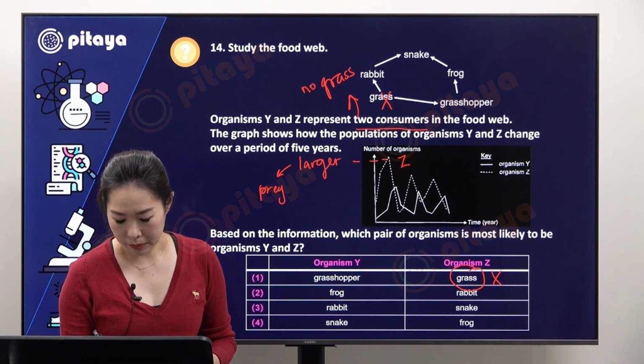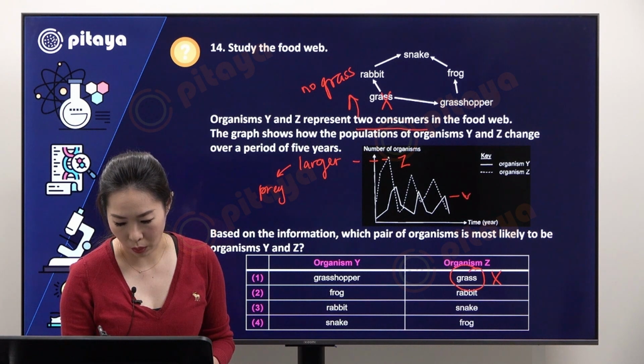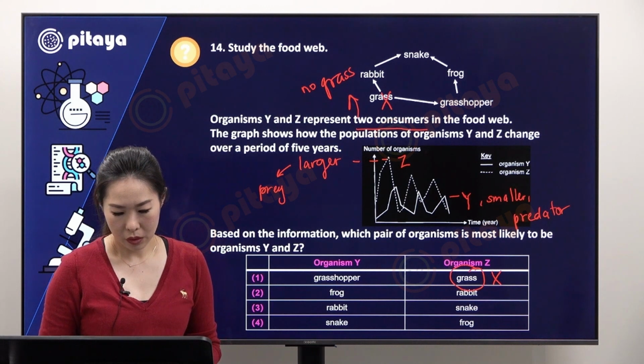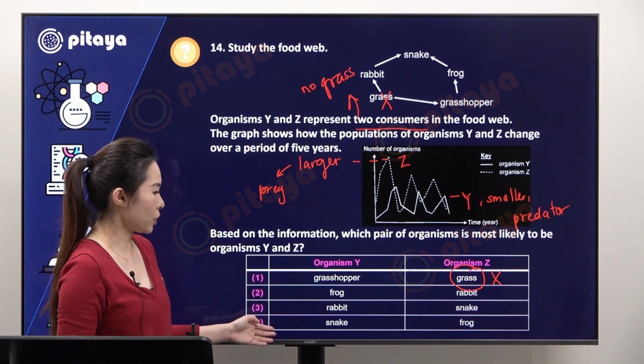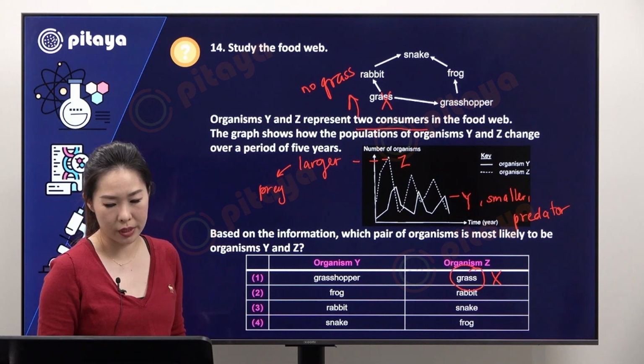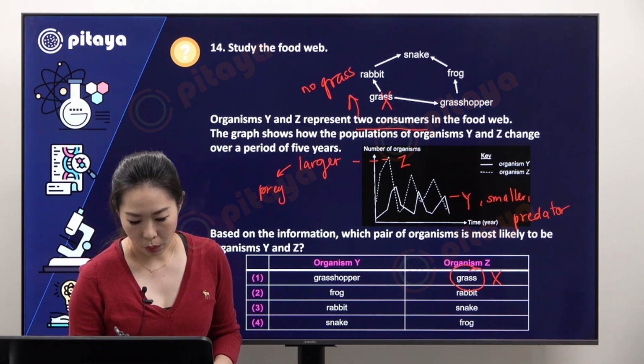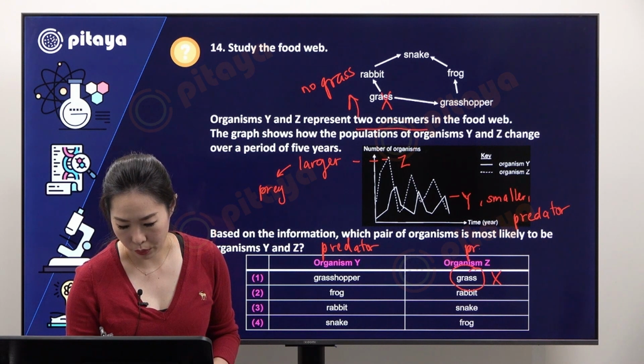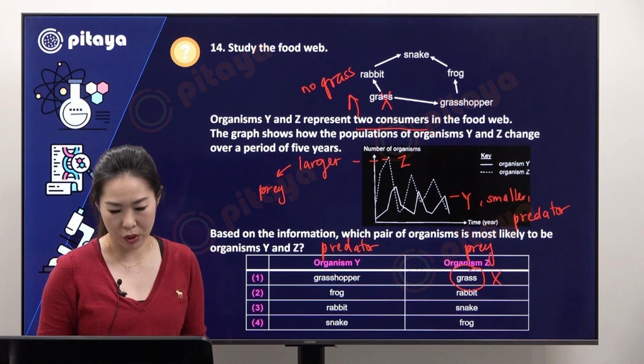For organism Y, which is the solid line, its population is smaller, more likely to show that it is a predator. So we can look through the rest of the options to see whether the relationship is correct. So organism Y is meant to be a predator, and organism Z is a prey. We just need to find which matching is correct.